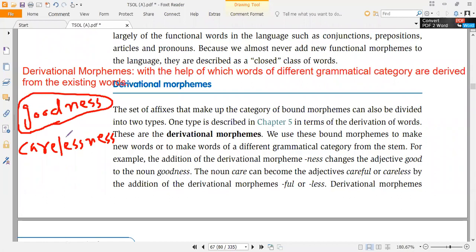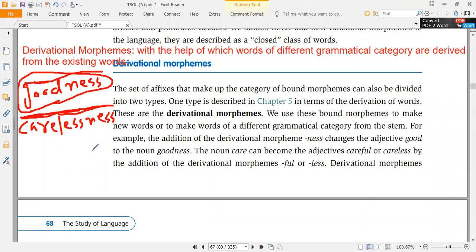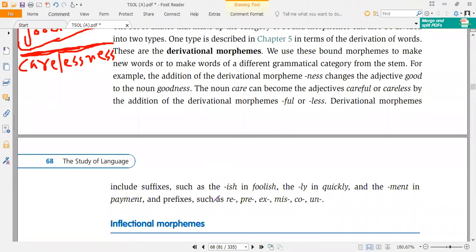But remember, this change of category typically is the feature of derivation. Change of the grammatical category. Grammatical category means word class, part of speech, right? It's a verb or a noun. It's an adjective then, right? And this entire one is then a noun. Similarly, this is adjective, but this entire word is then a noun, right? So derivational morphemes are those with the help of which we derive new words of different grammatical categories from the existing words, right?